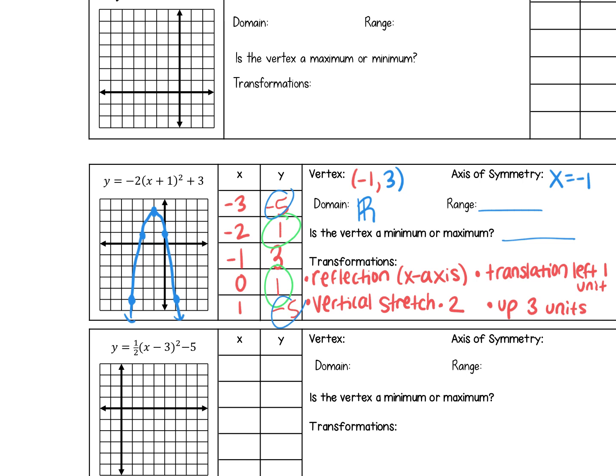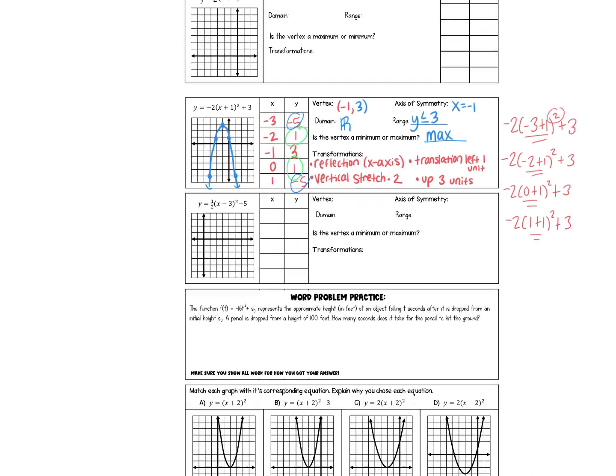So the range is going to be y is less than or equal to. The arrows are going down. The y value of the vertex is 3. The vertex is a maximum because it's on the top. So that's how you do those.